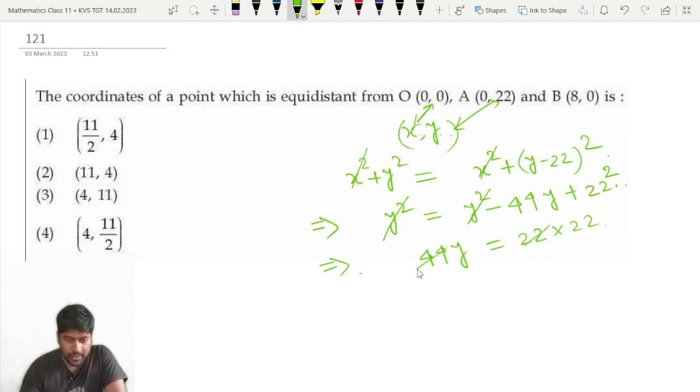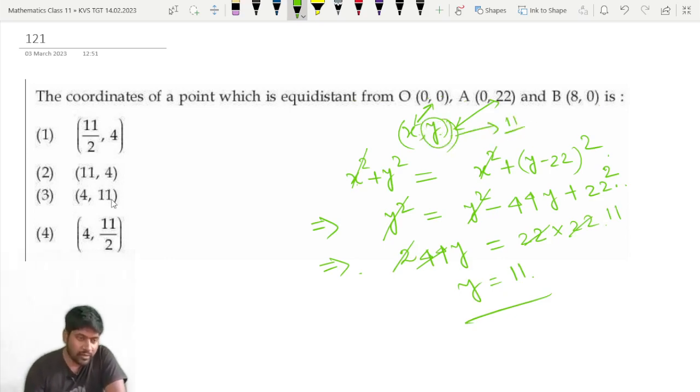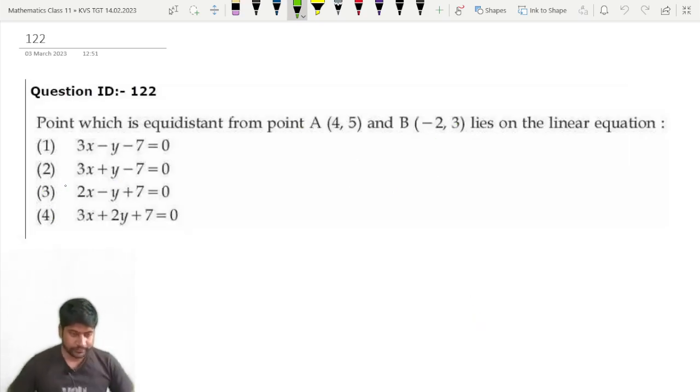Now 22 to 44 and 2 again 11 here, so y is equal to 11. Anyway, the second coordinate of this point is y equal to 11. So now check the options. Only in one option the second coordinate is 11, so this option must be the correct answer. So for question number 121, option 3 is the correct answer. Is it clear to everyone? Okay, so let's move to the next question.